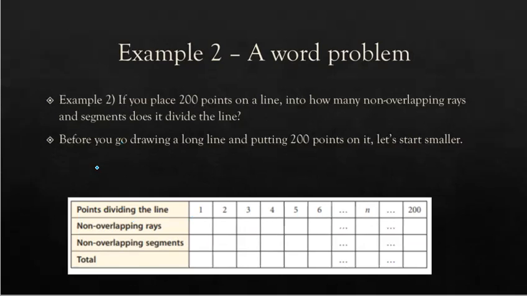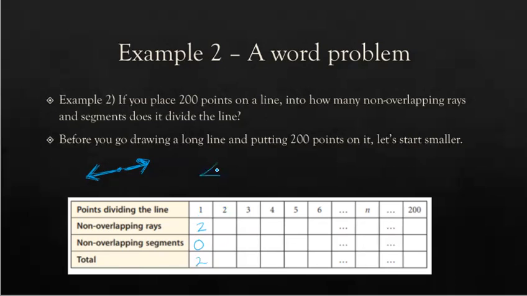So if I draw a line and I put 1 point on it, how many non-overlapping rays and segments does it divide the line? Well, I have this ray and I have this ray. Anything else would overlap, and there's no line segment. So non-overlapping rays, I have 2, and non-overlapping segments, I have 0. So my total rays and segments would be 2.